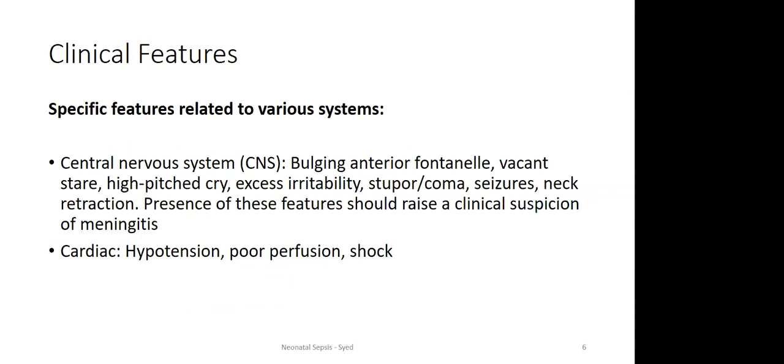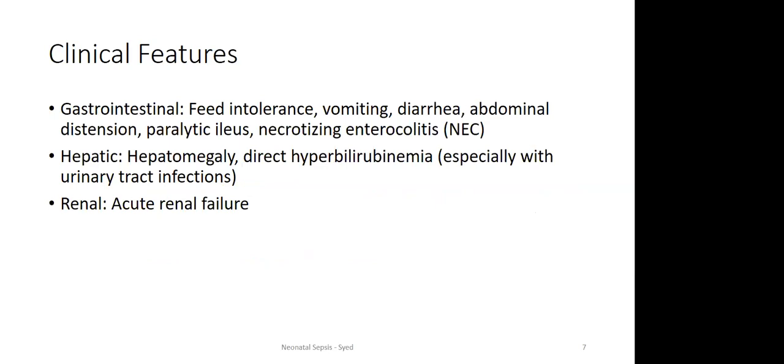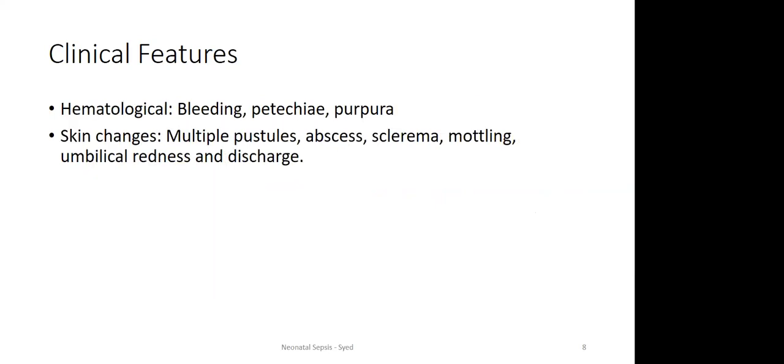Okay, specific features related to various systems. It depends on the system lah. If they got sepsis because of the central nervous system, then they can have bulging fontanelle, vacant stare, encephalopathic features, coma, seizure, and then if cardiac, they can get hypotension, poor perfusion, GI, hepatic, renal. So it's very vague.